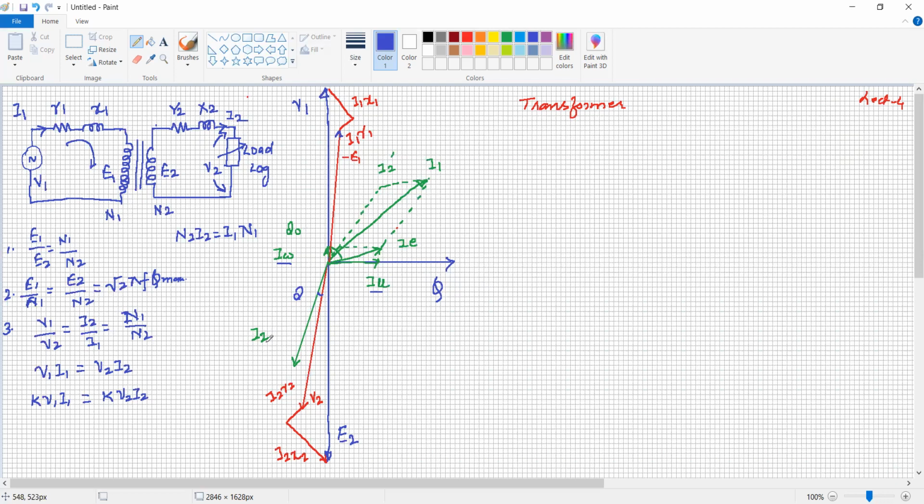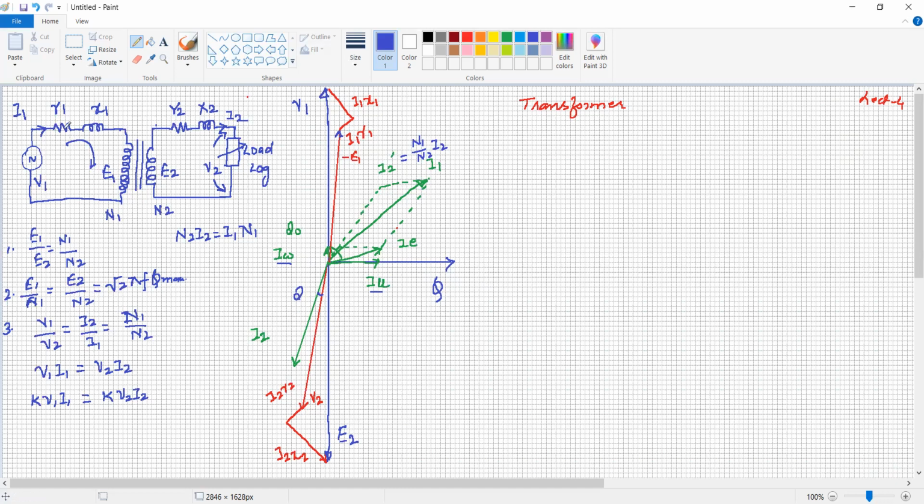So the current can be reflected in the primary winding. The referred current, I2 dash, is equal to N2 upon N1 multiplied by I2, which gives I2 dash equal to N1 upon N2 into I2. So it is the referred current value. The total current drawn from the source is I1, which is the vector addition of I2 dash and IE. So this is the total current.